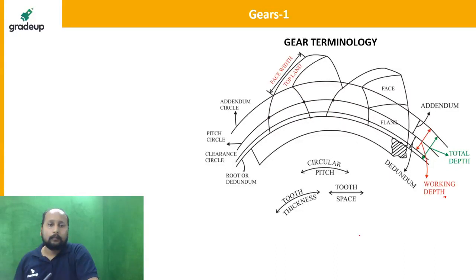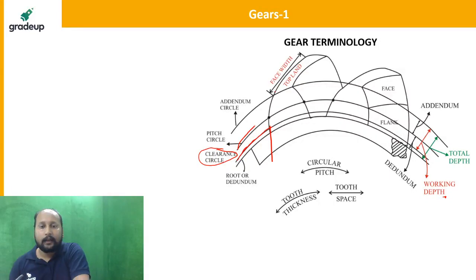Any doubt? Please tell me if you're having any doubt. This clearance circle, I will tell you when we understand the involute profile. This second last circle is known as the clearance circle. It's basically used because till this point, the profile of this gear is involute profile. The last portion is not involute, so we'll have the clearance circle so that we are not having any interference. Is that clear?